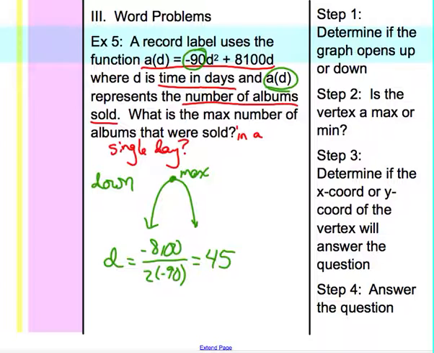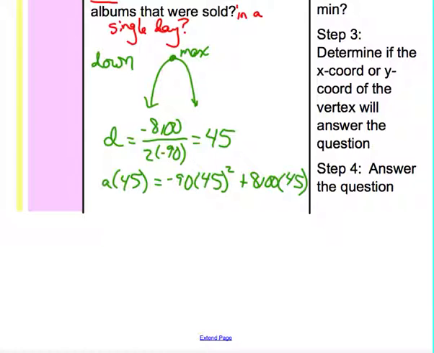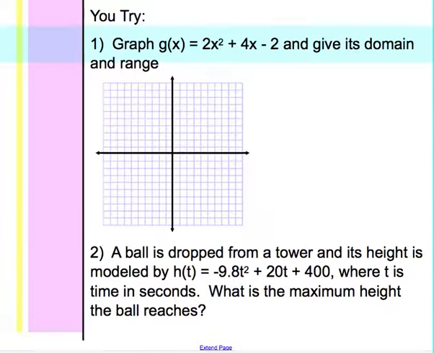What was the maximum number of albums? Substitute 45 in for D, and evaluate. I got 182,250 albums. Remember, when you're doing a word problem, there's context, which means your answers should have labels. And your U-try question.